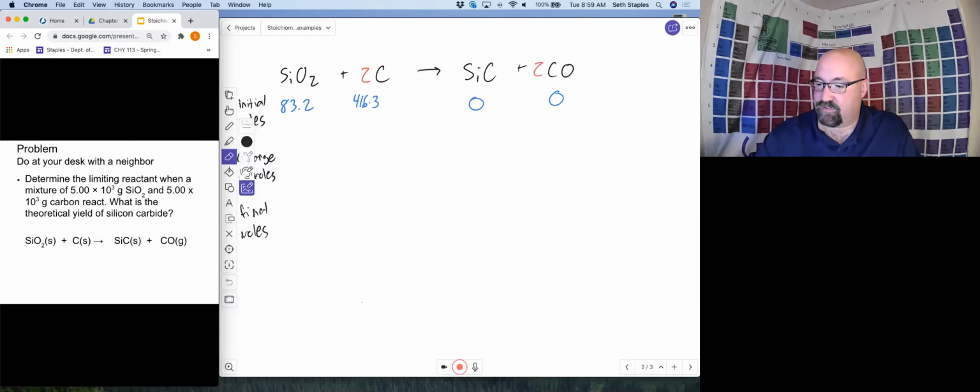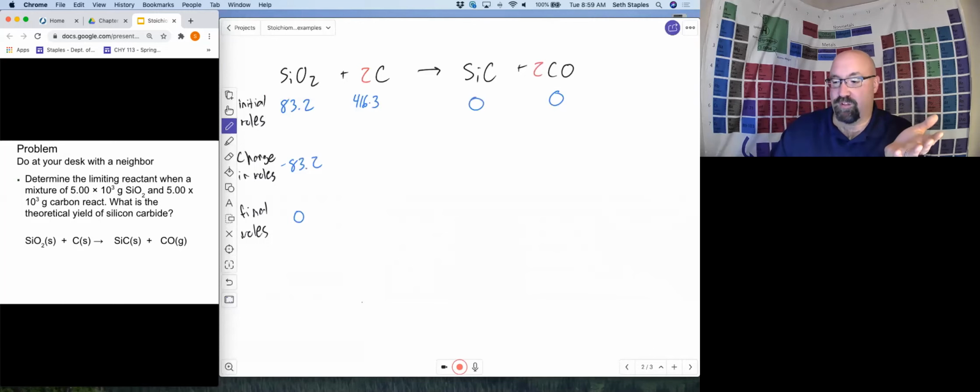And instead, let's go on an assumption that our silicon dioxide is going to be our limiting reagent. And so we would end up with 0 silicon dioxide left, which means that we would have to lose 83.2 moles of silicon dioxide. Now again, for every mole of silicon dioxide that we lose, we lose 2 moles of carbon from our balanced chemical equation. So 83.2 times 2 means that we will have lost 166.4 moles of carbon.